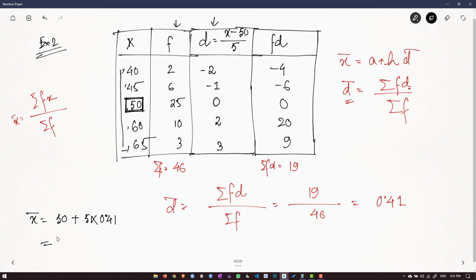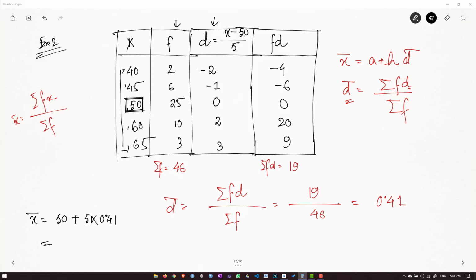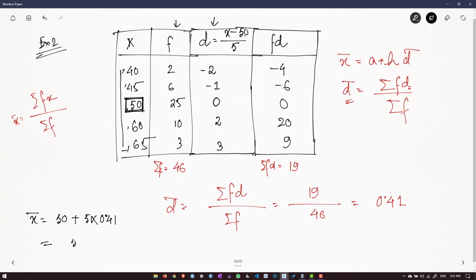So this gives us 52.05. So this is the average of these values. You can either calculate them the straightforward way, or you can calculate them using this shortcut method, whichever you are comfortable with, right? Now let's try the same concept on a grouped frequency, that means continuous grouped frequency data, right?